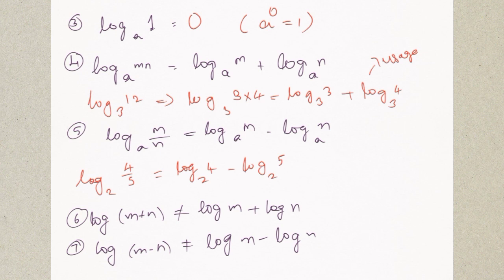But remember one thing: the logarithm of m plus n is not equal to the logarithm of m plus the logarithm of n. Suppose you have the logarithm of 3 plus 4. It is not equal to the logarithm of 3 plus the logarithm of 4. Don't try to do this, you will go the wrong way. Similarly for m minus n, also it is not equal. You should remember these things. Very important.